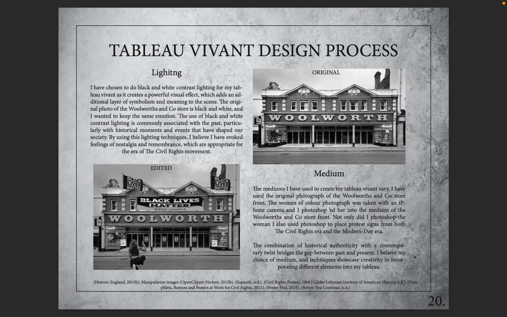Not only did I Photoshop the woman, I also Photoshopped and placed protest signs from both the civil rights era and the modern day era. The combination of historical authenticity with a contemporary twist bridges the gap between both past and present. I believe my choice of medium and techniques showcase creativity, incorporating different elements to my tableau.